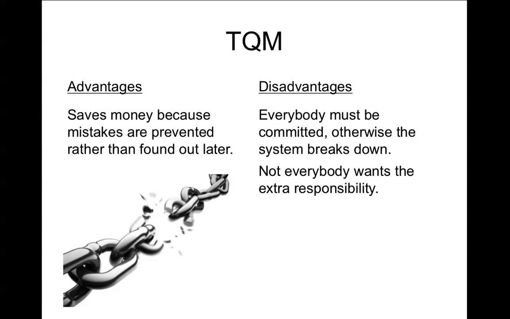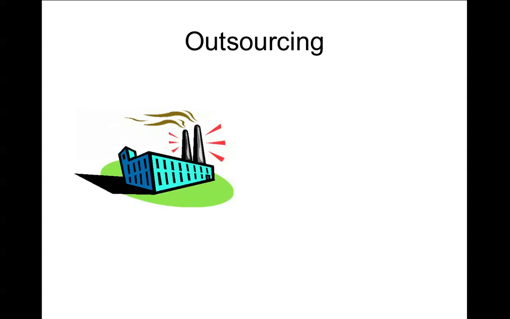But the problem is that everybody must be committed or otherwise the system breaks down. And not everybody wants to take the extra responsibility of checking each other's work. So if there's a link in the chain that's weak, the whole chain breaks.